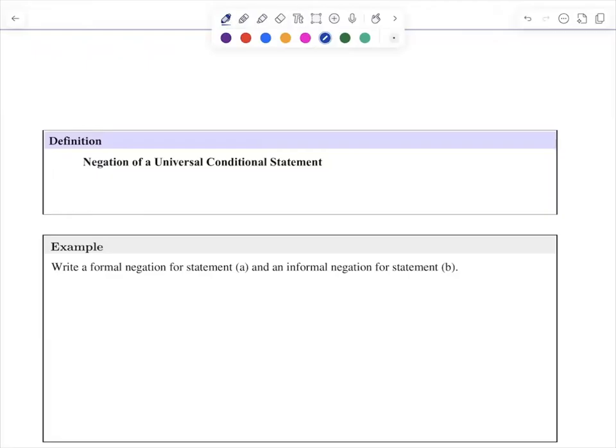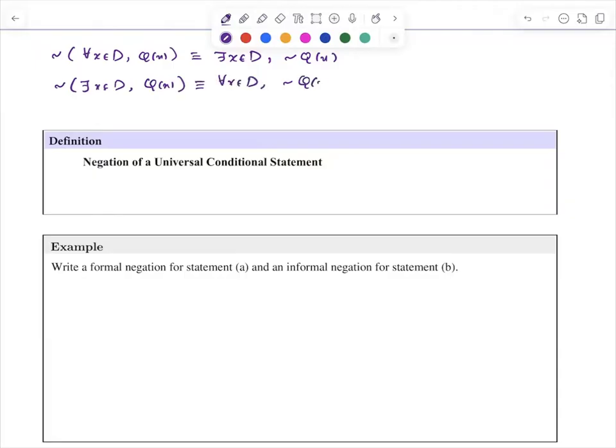So far, we talked about the negation of universal and existential statements. Remember that the negation of a universal statement is equivalent to an existential statement: there is some x value in domain D such that the negation of Q(x). And the negation of an existential statement is going to be a universal statement. Now we talked about conditional statements.